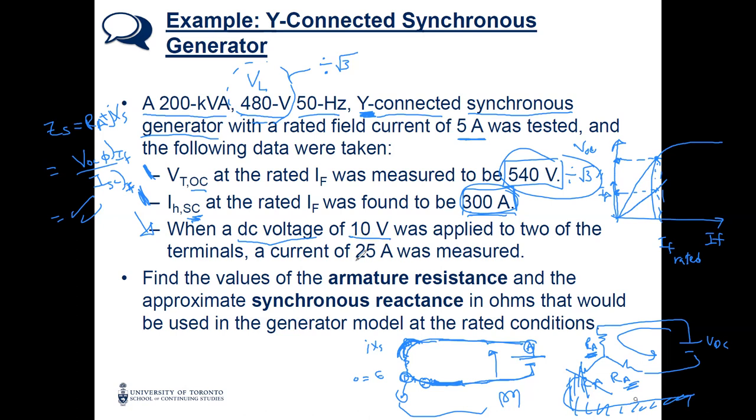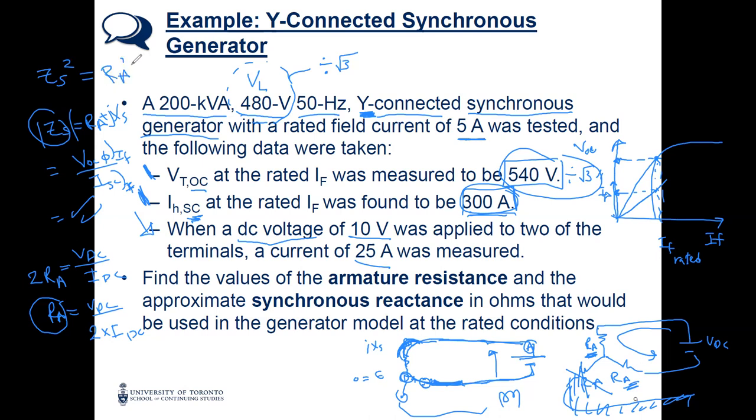So you have the DC voltage and the current. If you divide the VDC over the current, you will get two times RA. So RA equals VDC over 2 times IDC. You can calculate the RA, and you have the ZS as a magnitude. Because ZS squared equals RA squared plus XS squared, if you already calculated the ZS magnitude and you get the RA, you can calculate the XS magnitude.